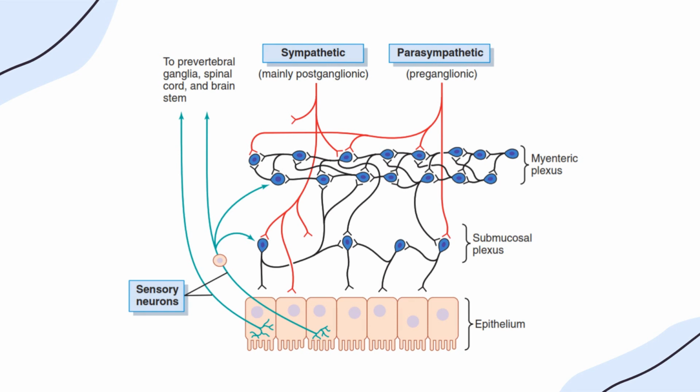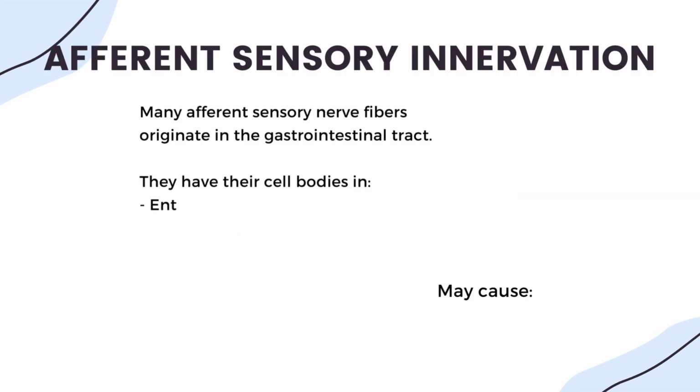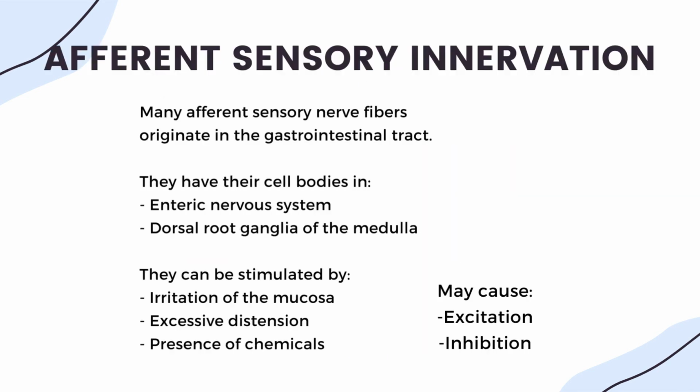And we have afferent sensitive nerve fibers, that is to say that they go from the digestive tract to the prevertebral ganglia, to the spinal cord and to the brainstem. Many afferent sensory nerve fibers originate in the gastrointestinal tract and have their cell bodies in two sites, the enteric nervous system and in dorsal root ganglia of the medulla.